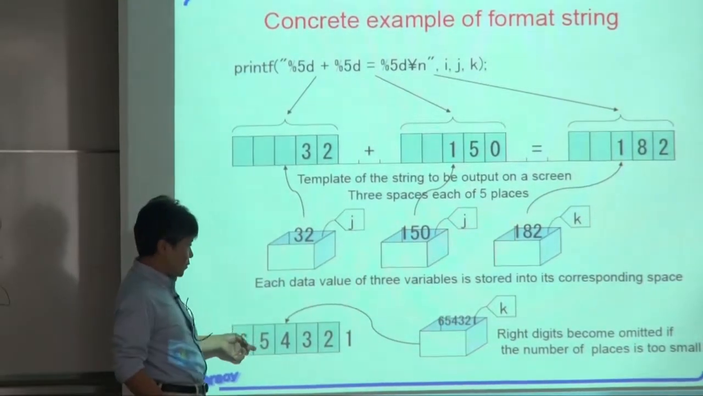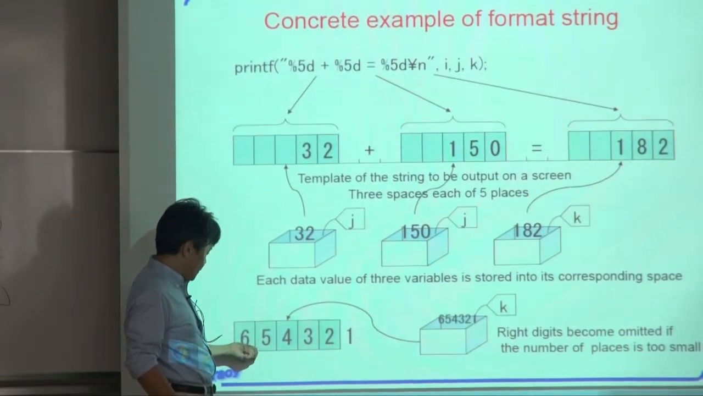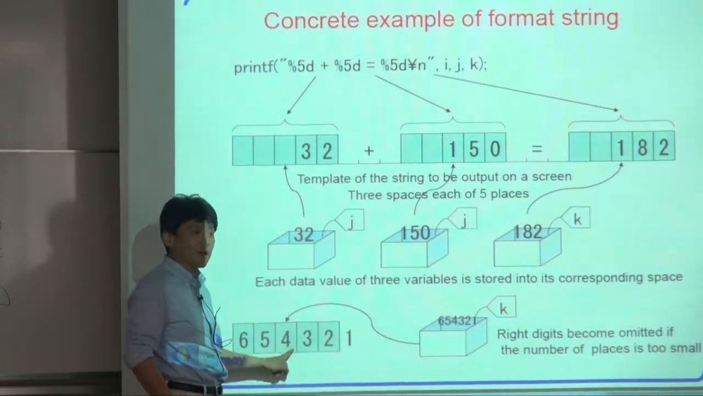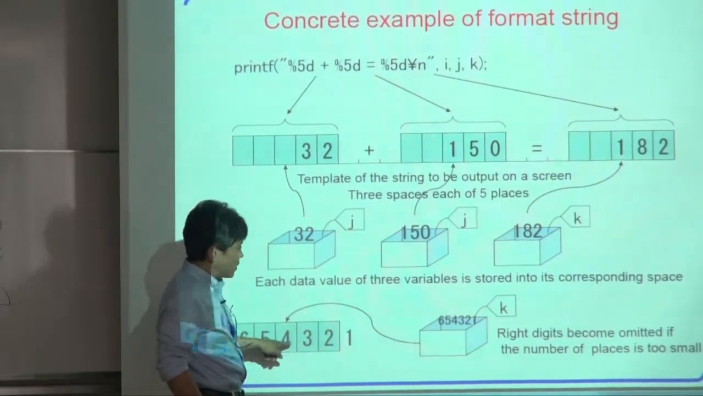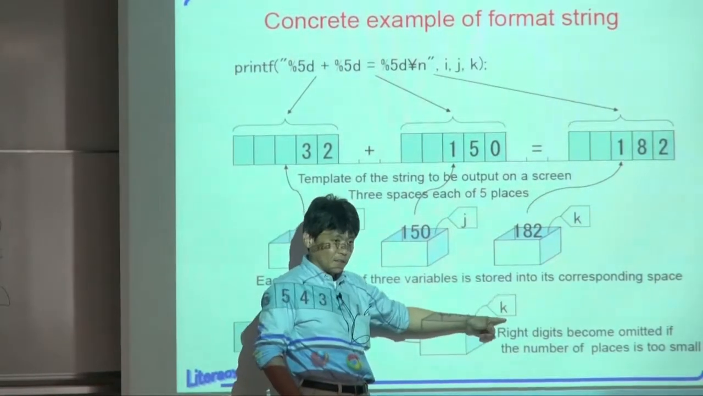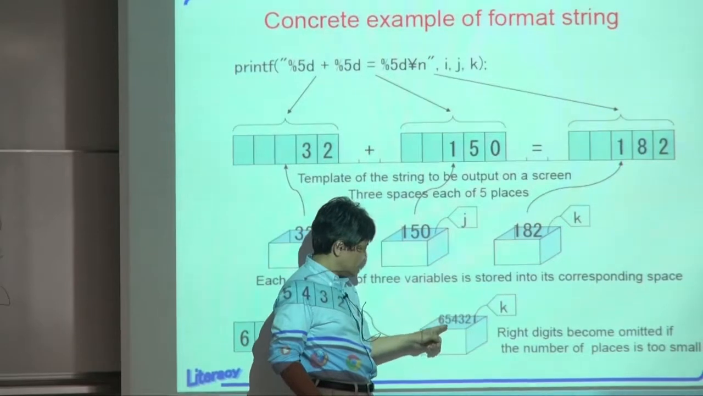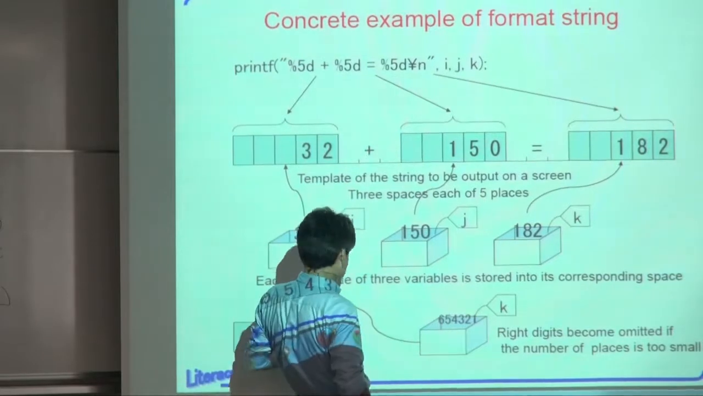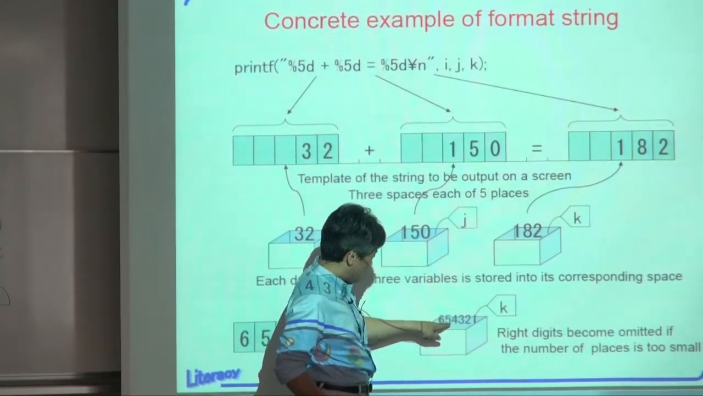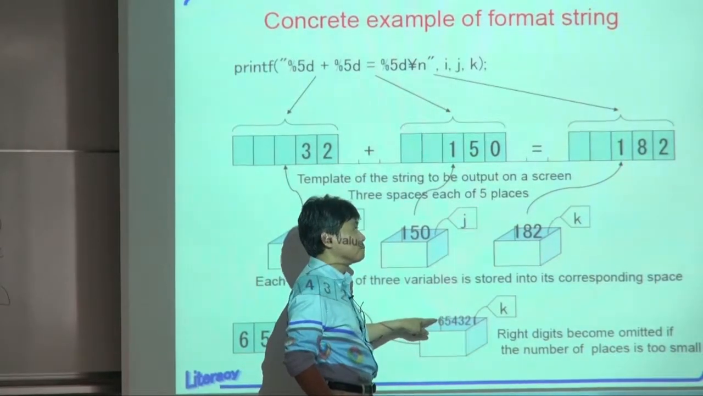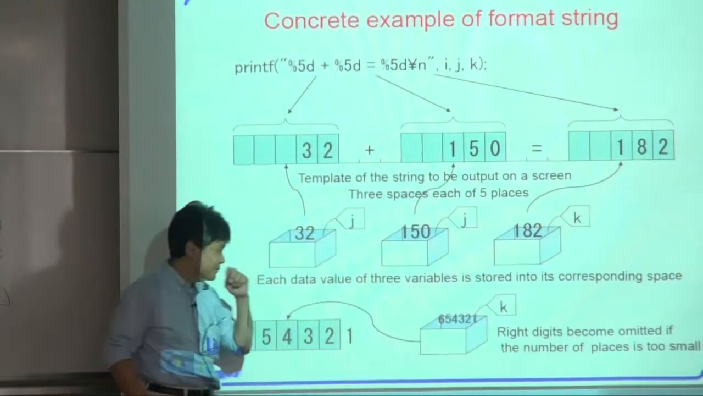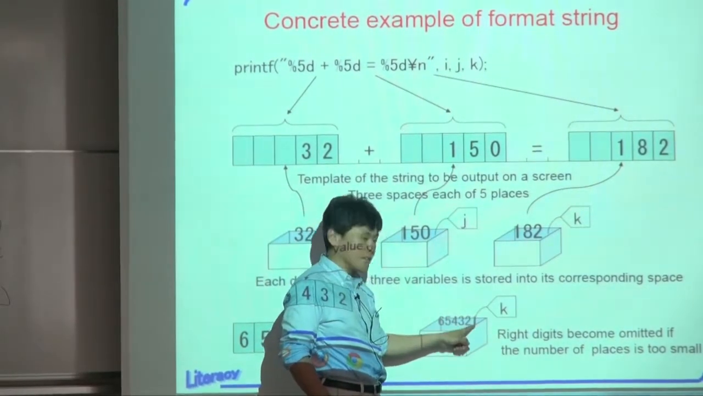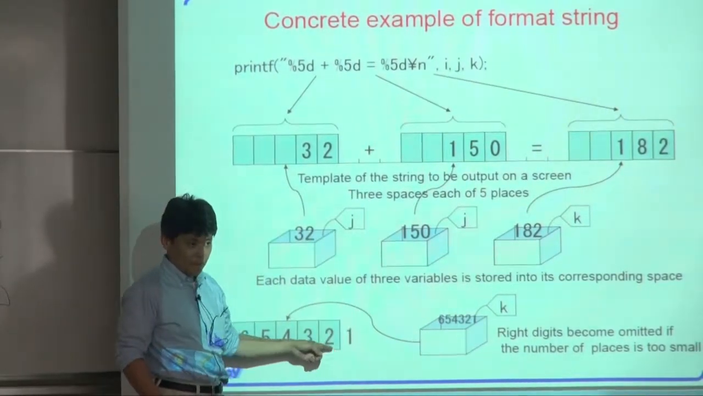So this is an important point. If you specify the length of the string as 5 characters, however the actual value of variable k is over 1 billion, over 1 million, then in this case the leftmost digits of the number are omitted.